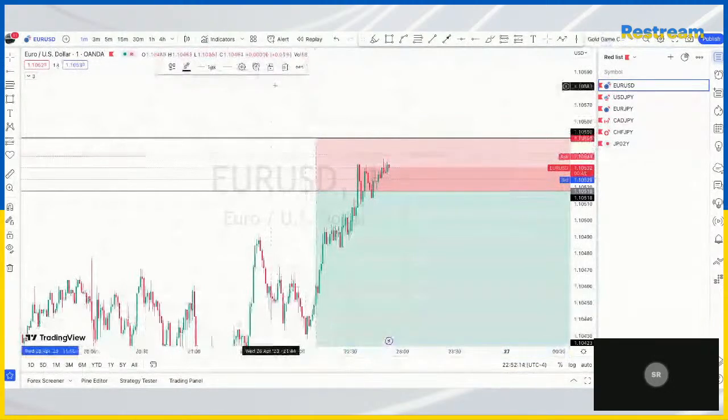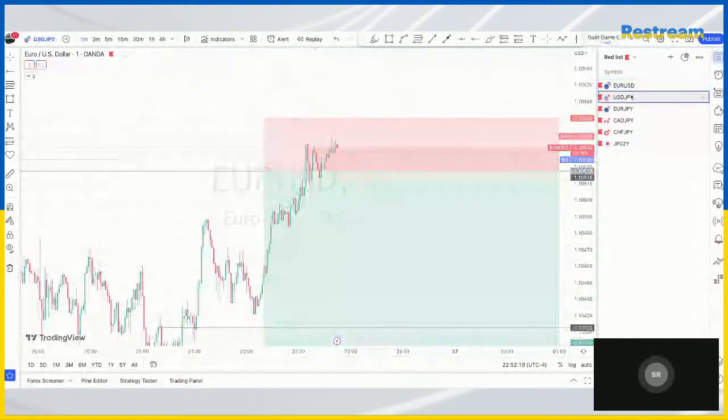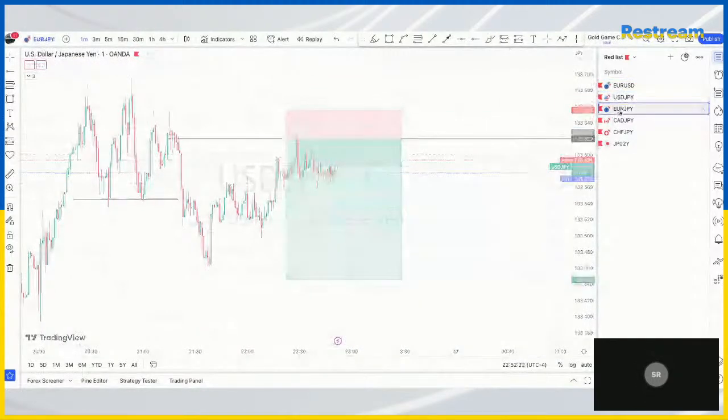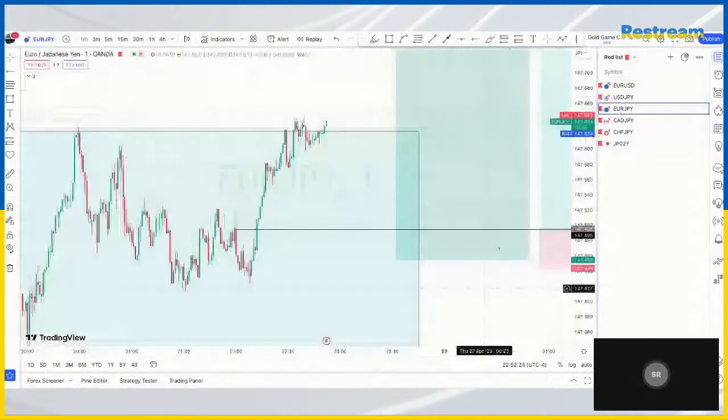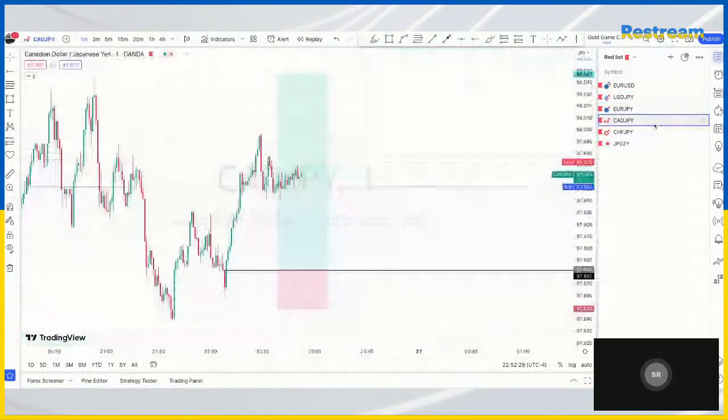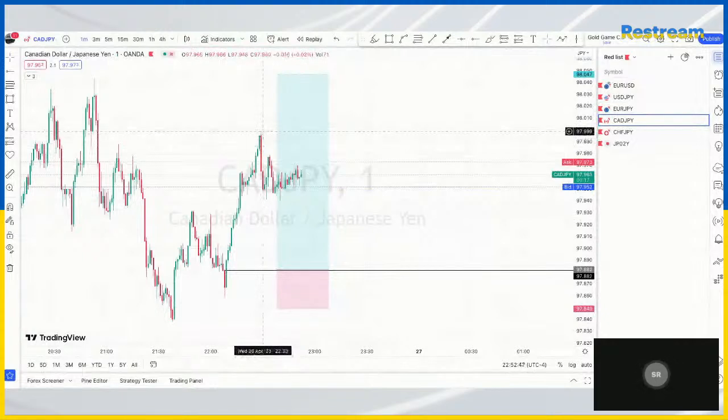Perfect. Okay, so USD JPY, it's still in profit. Perfect. Euro JPY, that's coming up, so that's good. CAD JPY, all my trades are basically JPY and USD. Euro USD, that's still basically just playing around in here. I mean, wow, look at that to the pip, but I didn't get in here. I didn't want to mark this out because I wouldn't have taken that one.